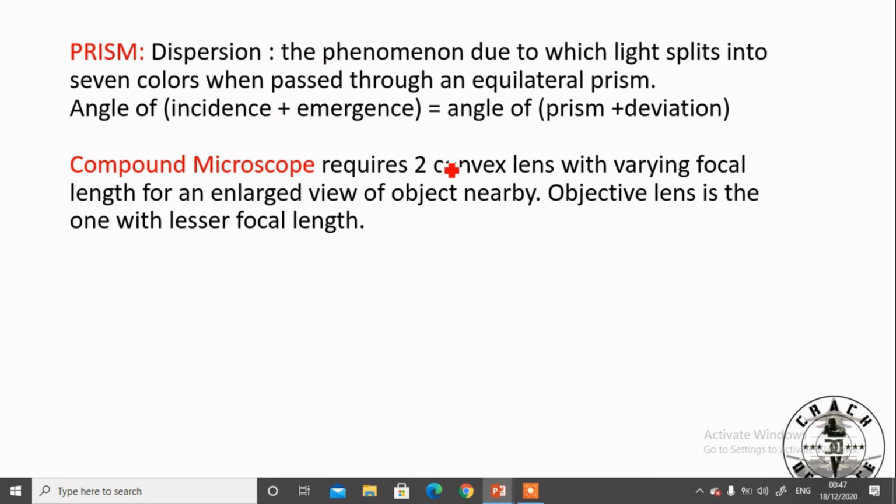Now we have the concept of the prism. The phenomenon used is dispersion, by which light splits into 7 colors when passed through an equilateral prism. Here, angle of incidence plus angle of emergence is equal to angle of prism plus angle of deviation. Now, how does a compound microscope work? It requires two convex lenses with varying focal lengths for an enlarged view of an object nearby. The objective lens is the one with the lesser focal length and the other side would have the higher focal length.